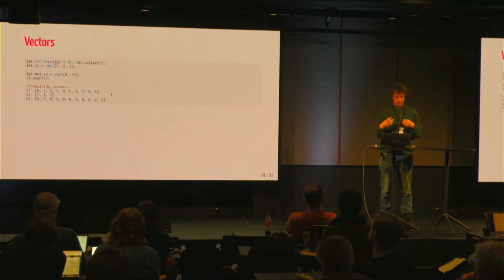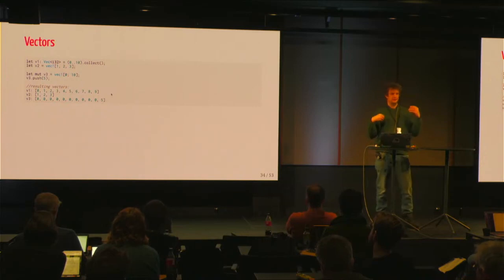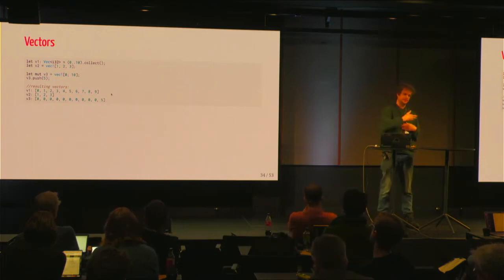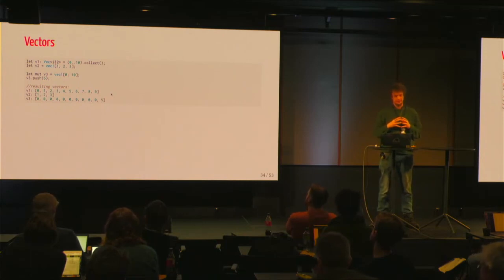Vectors are collections. As we talked about earlier, in Rust you have mutable and immutable types. So also with vectors you have to define them. If you want to add elements to the collection, you have to declare it at compile time.